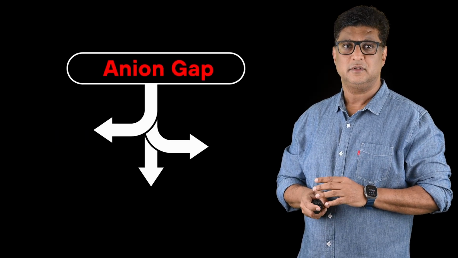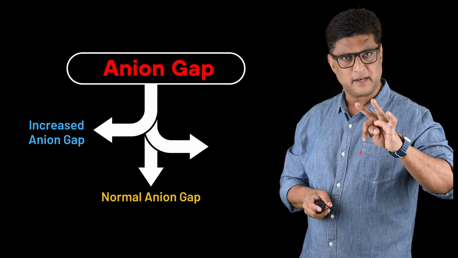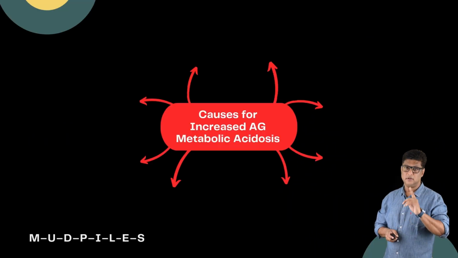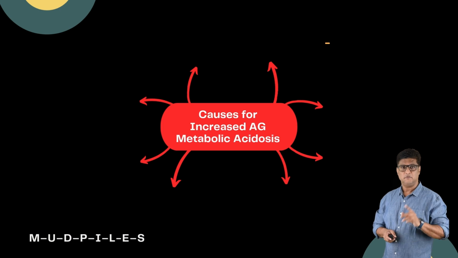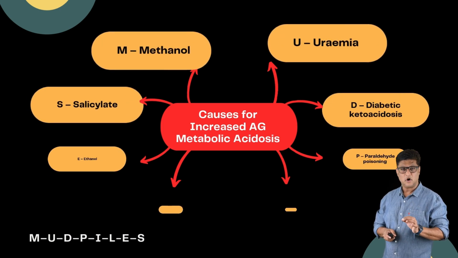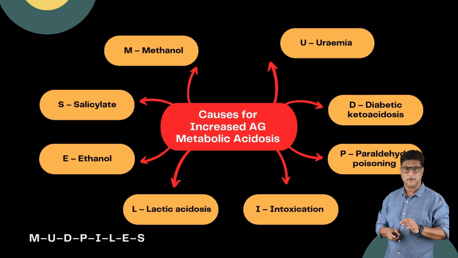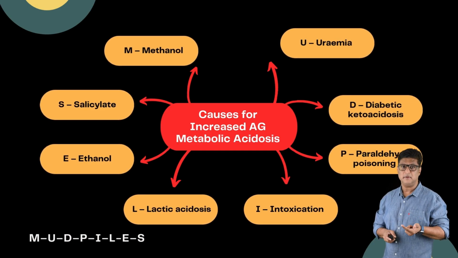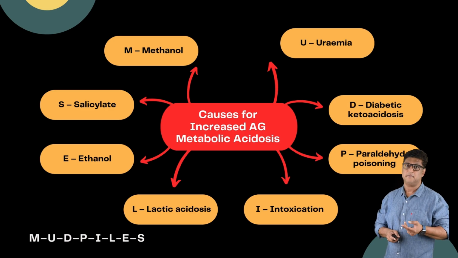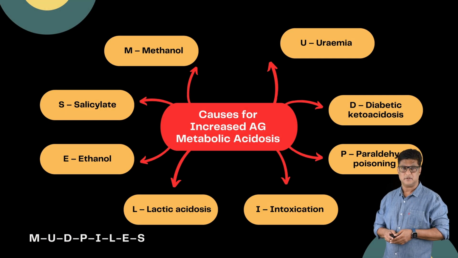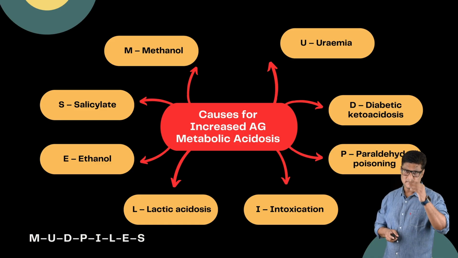So as I told you, there could be increased anion gap, normal anion gap or decreased. So let us take a look at the increased anion gap. We use a mnemonic called MUDPILES, right? M for methanol, U for uremia, D for diabetic ketoacidosis, P for paraldehyde poisoning, I for intoxication, L for lactic acidosis, E for ethanol, and S for salicylate poisoning. So whenever you see a raised anion gap, think about these causes. So these are your high anion gap metabolic acidosis.